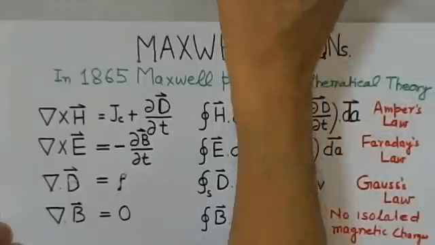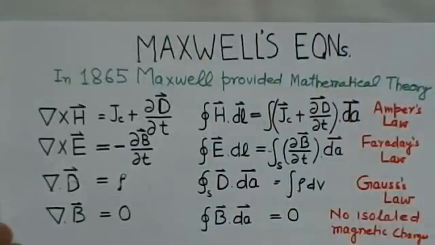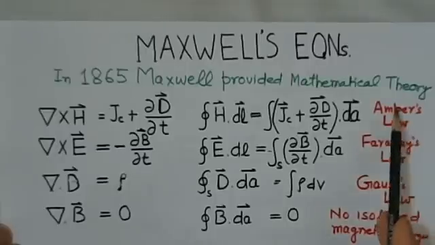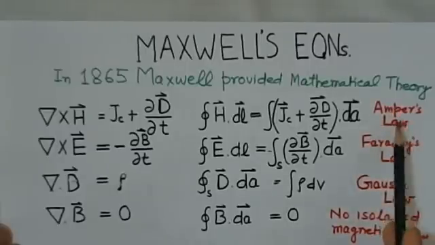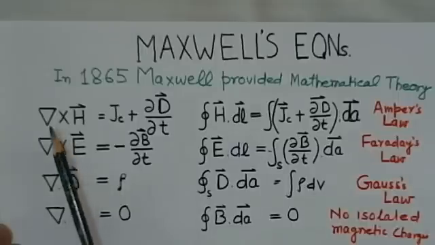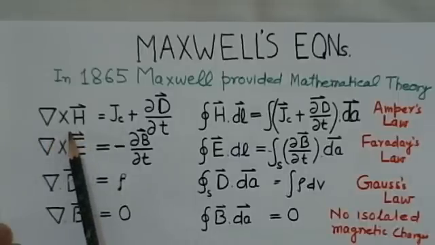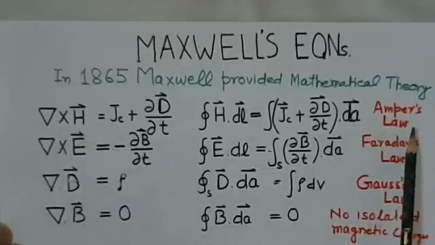These four equations are put into two forms. One is the differential form, and the second column gives the integral form of these equations, and the last column indicates on what basic law these equations have been based. So the first column is regarding the basic Ampere's law.